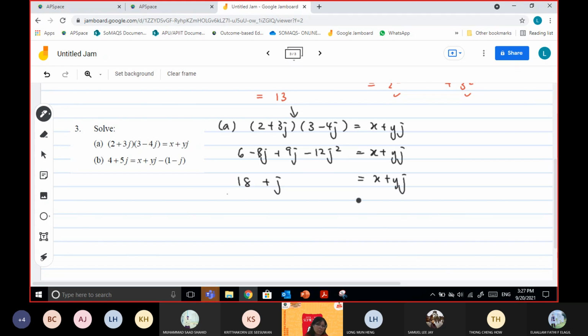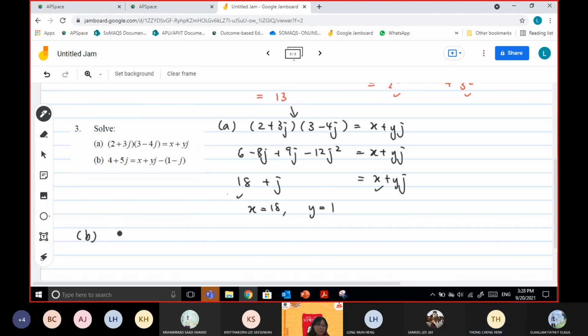Okay, so how we going to solve this? Basically we just need to compare the value, right? So the real compare with the real, so we have x equals to 18 and y equals to 1. Okay, so do you get the same answer, guys? Yes, miss. Same answer. Okay, thank you.